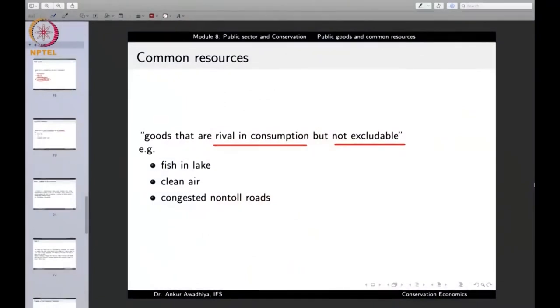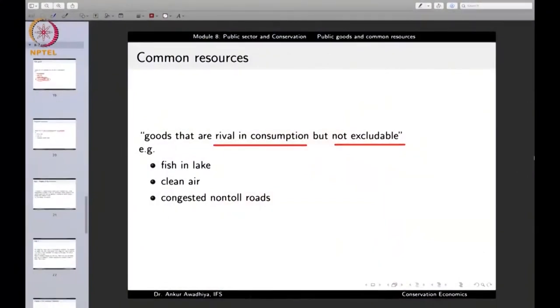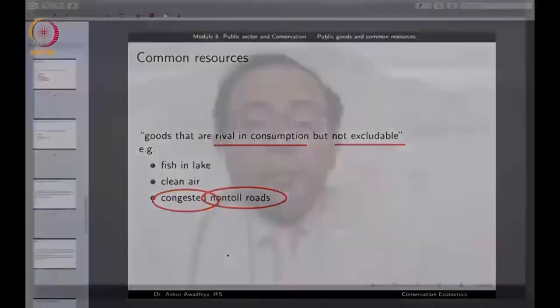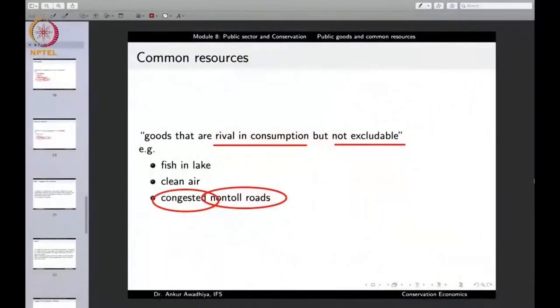Things such as clean air, it's a rival in consumption because if I use the clean air and I pollute it in the process of using, then you will not get that amount or that quality of clean air. But it is not excludable because one person cannot say that, okay, this is my air, you are not permitted to use this air. It's there for everybody. Or congested non-toll roads. Now, because this road is non-toll, everybody can use it. It cannot be excluded. But because it is already congested, the more people that get inside this road, that are using this road, the lesser the quality remains for the other people to use it. So these are common resources.